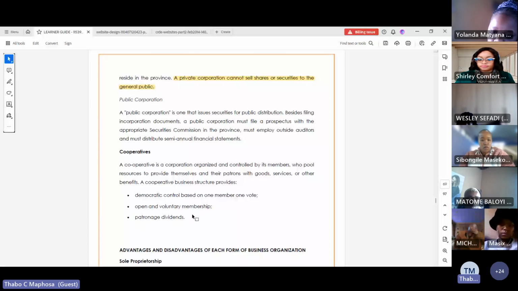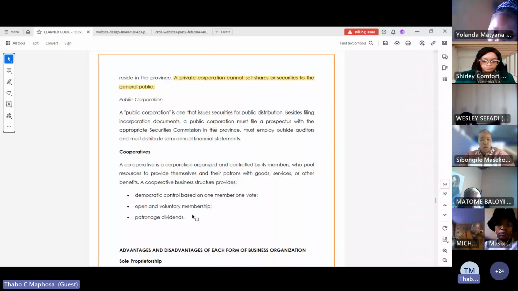And then there's open and voluntary memberships. That is most times in a cooperative. There are other people that don't really benefit much from it, but because they can volunteer, they get those voluntary memberships there. And then also there's what they call patronage dividends.